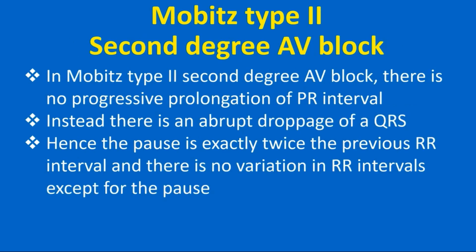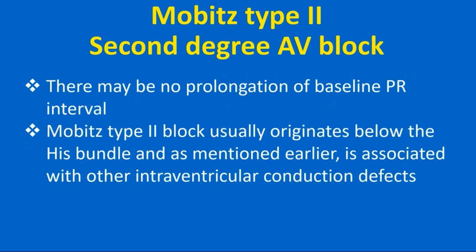In Mobitz type 2 second degree AV block, there is no progressive prolongation of PR interval. Instead, there is an abrupt droppage of a QRS. Hence, the pause is exactly twice the previous RR interval and there is no variation in RR intervals except for the pause. There may be no prolongation of baseline PR interval.